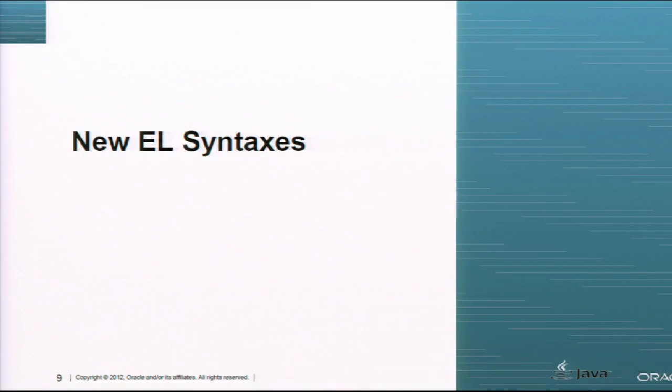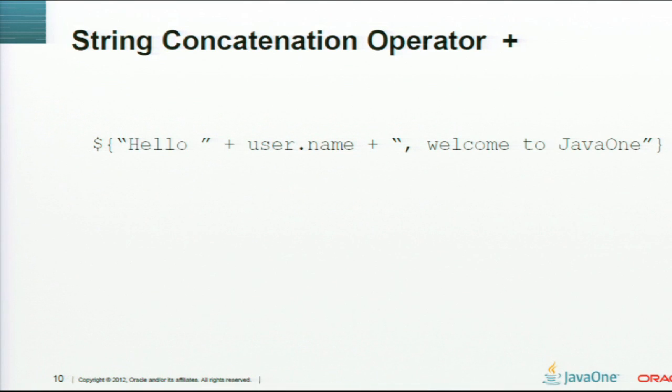Okay, about the new syntaxes. It's incredible to think that the current EL does not include a string concatenation operator, and a lot of users have been asking for this particular operator. So we added it to the current EL, and the way to use it is just like you use that in a Java program. So you could string a number of EL constructs together with the plus operators. In this case, we have hello, and then we want to evaluate the expression user.name, and then we also want to concatenate that with another string.